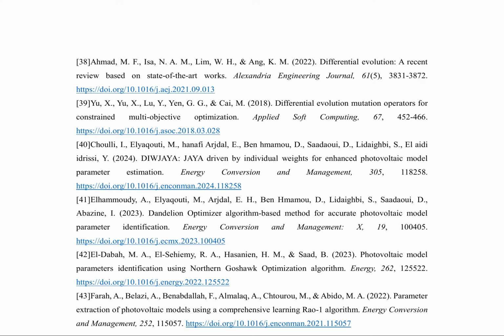Moreover, the paper delves into the application of different optimization algorithms for parameter estimation in photovoltaic models. This includes the Jaya algorithm, Dandelion optimizer, Northern Goshawk optimization algorithm, and the comprehensive learning RAO-1 algorithm. Each algorithm's effectiveness in identifying accurate photovoltaic model parameters is discussed, along with their performance comparisons and potential limitations.